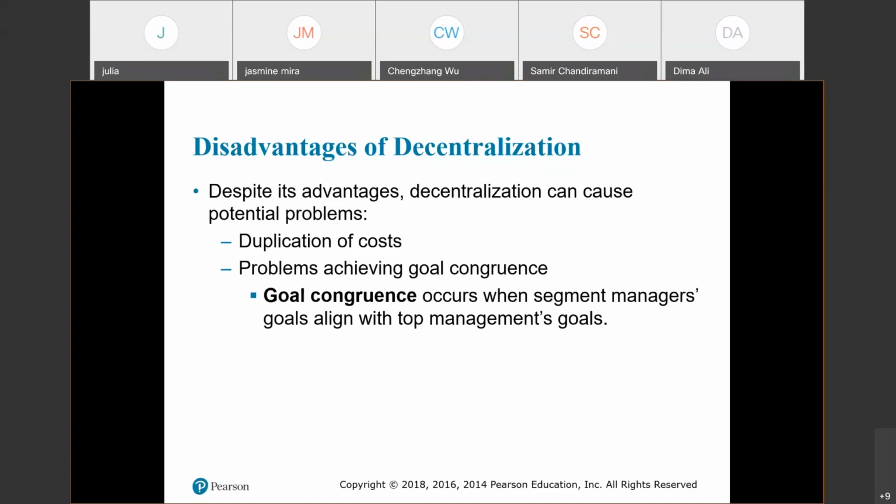The second problem is that it may fail to achieve goal congruence. Goal congruence occurs when segment managers' goals align with the top management's goals. Decentralized companies often struggle to achieve goal congruence. Segment managers may not fully understand the big picture of the company. They may make decisions that are good for their own division, but may harm another division or the rest of the entire company.